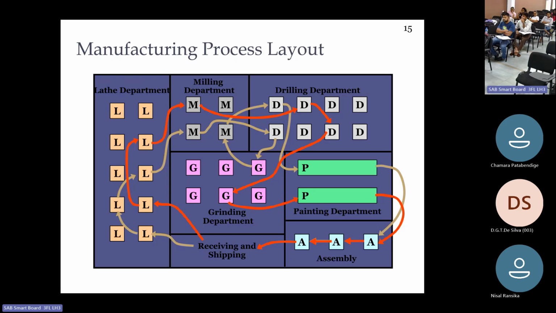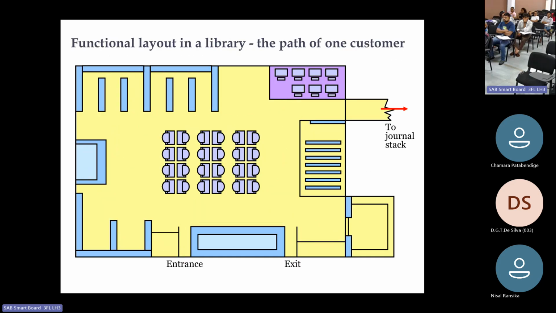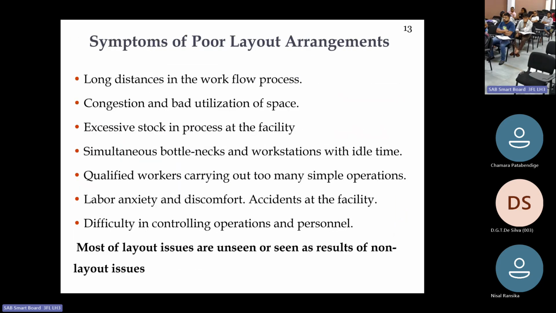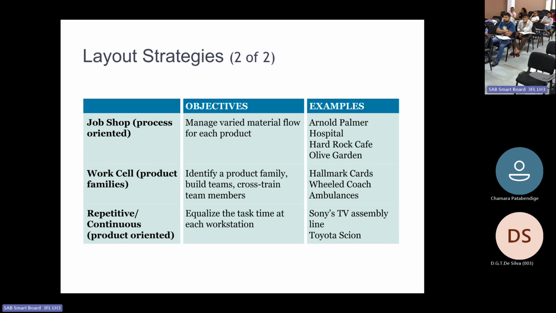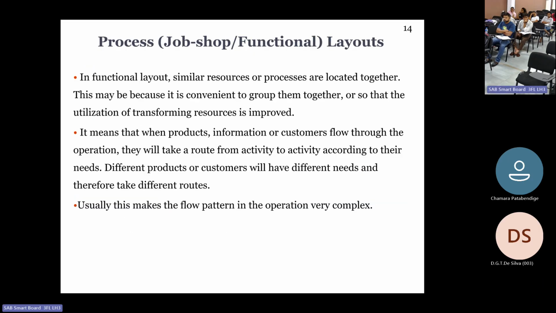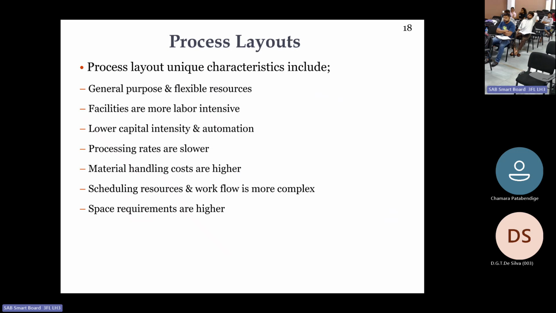So when we design process-oriented layouts, that is one technical constraint we have. One main objective, as you see here in these two slides, when it comes to process-oriented layouts, what is the main objective? Manage varied material flow for each product, right? And manage the material handling cost by doing so. Keep that in your mind. We'll quickly discuss the designing part so you will understand. Material handling costs are higher and the other details.